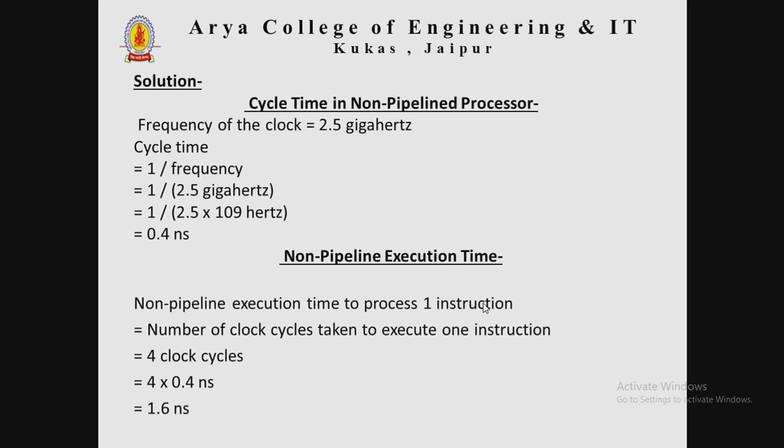Calculating the non-pipeline execution time, the formula is the number of clock cycles taken to execute one instruction, which is equal to 4 clock cycles. Putting the values, we get 4 into 0.4 ns, which is equal to 1.6 nanoseconds.